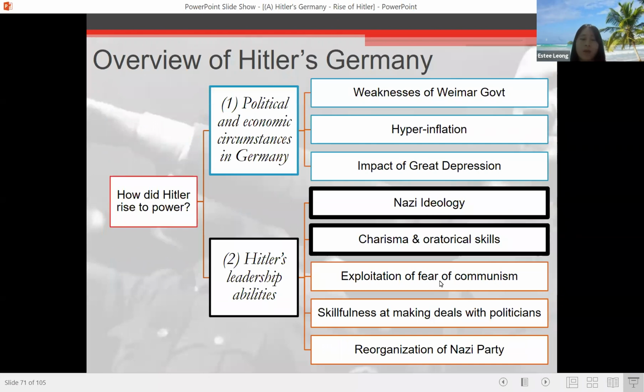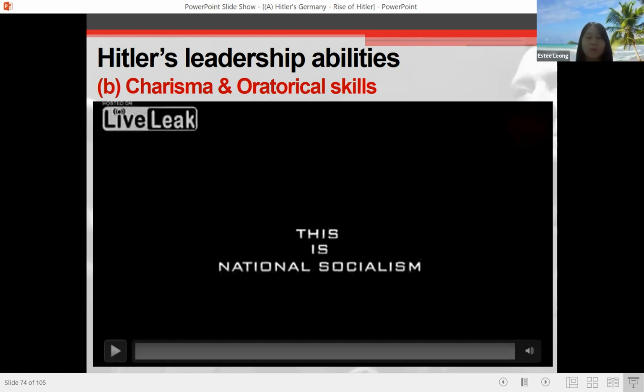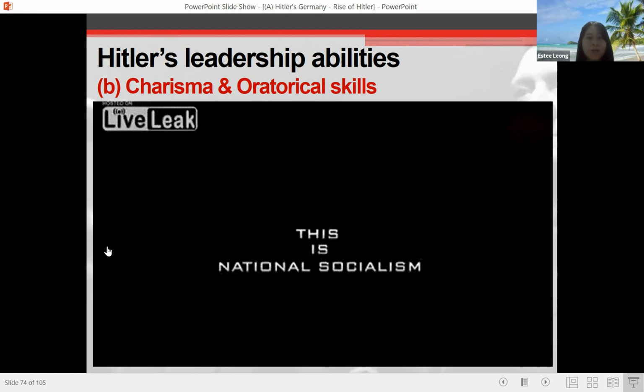Okay, so we're going to look at Hitler's leadership abilities, his charisma and oratorical skills. I'm going to show you guys a video first, and then there is a big blank in your worksheet that asks what you think of the way he speaks, Hitler's speech. So just listen carefully. I hope that there is sound.